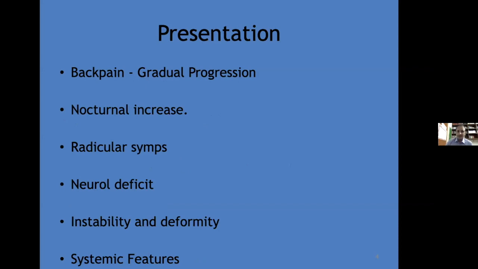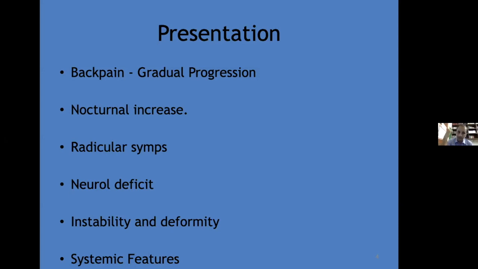The usual presentation is gradually progressing back pain, and the disease is gradually progressive because extrapulmonary or skeletal or Pott's spine is a paucibacillary disease. And so the general dictum is a gradual progression with nocturnal increase. This is a red flag, nocturnal increase. So the minute you hear this, you need to start investigating quickly.